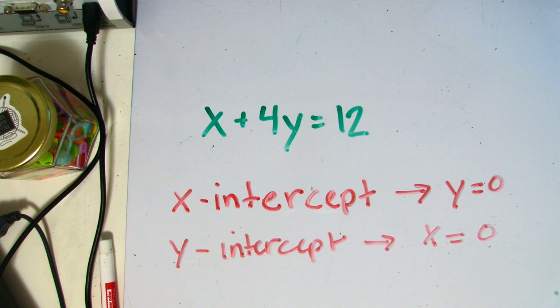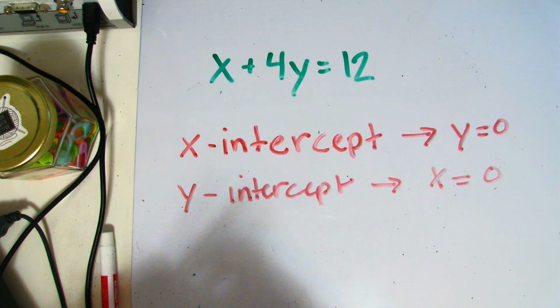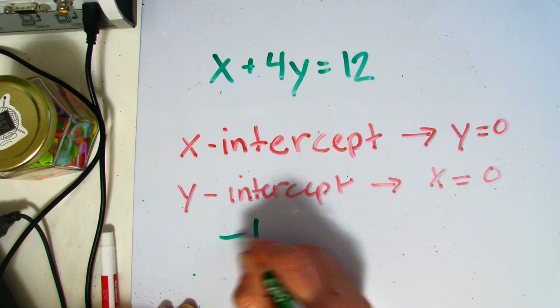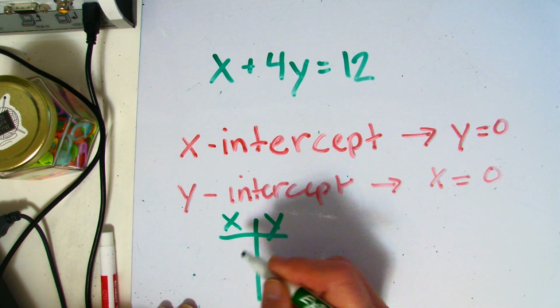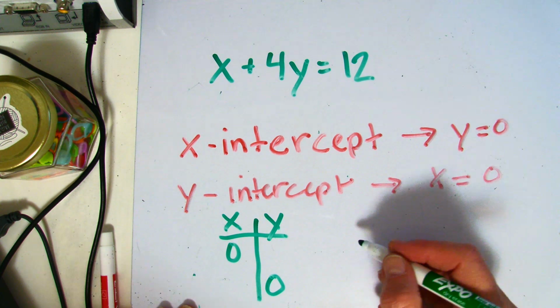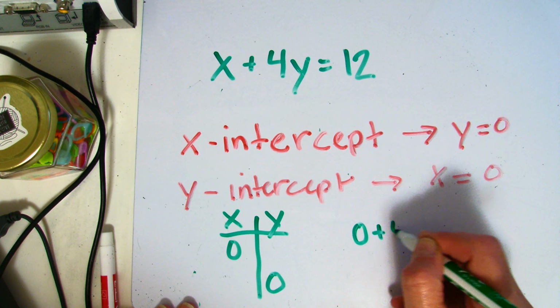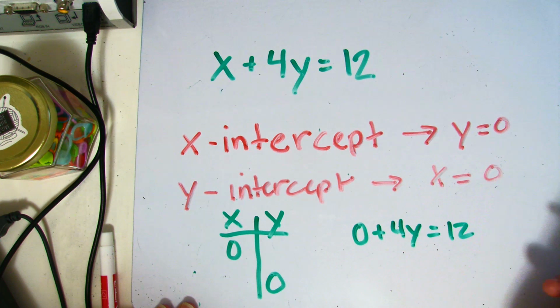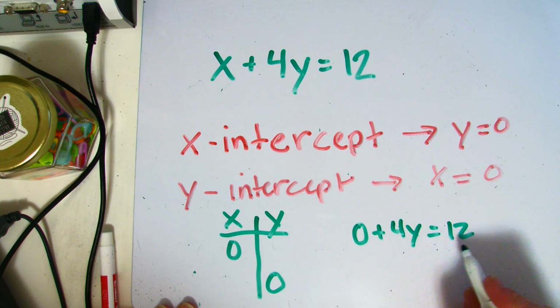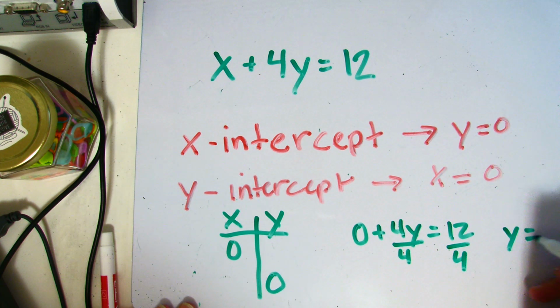Knowing that, I can figure out what my x and y intercepts are by plugging in those zeros one at a time to determine the other variable. So if I make a table where x is equal to 0, and then in another situation y is equal to 0, let's see what we get. 0 plus 4y equals 12. That's going to be 4y equals 12. Divide by 4. Y will equal 3.